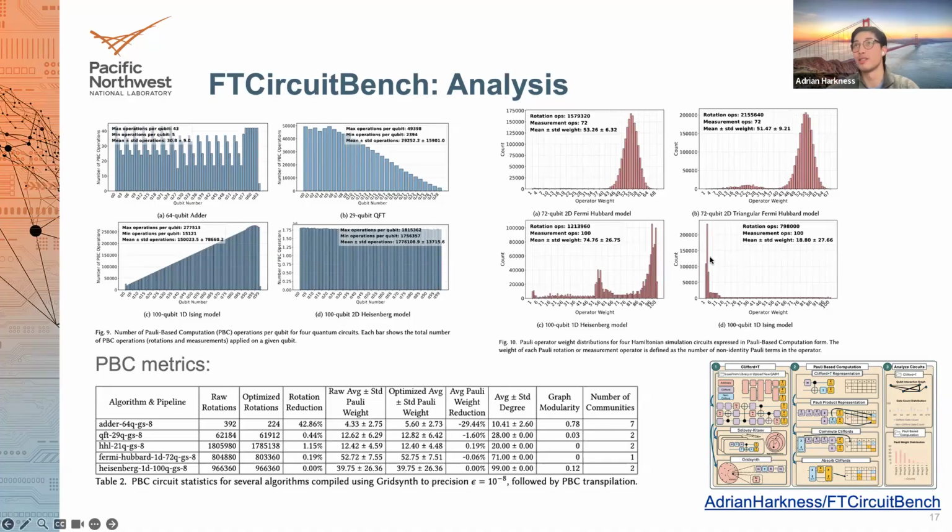It's very interesting to see that, for example, the 100 qubit 1D Ising model is almost all very low operator weights. So this should be pretty easy to implement on any hardware, versus something like the Fermi-Hubbard model, which has very many high weight Pauli rotations. And maybe depending on the error correction code, you'll be able to implement this, but it won't be as straightforward if you don't have native high weight Pauli operators that you can access.